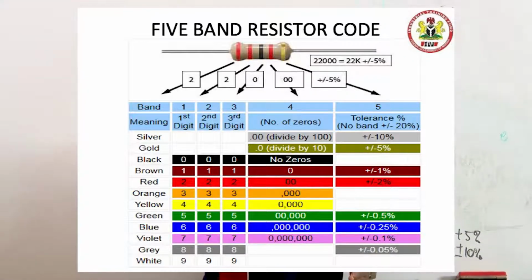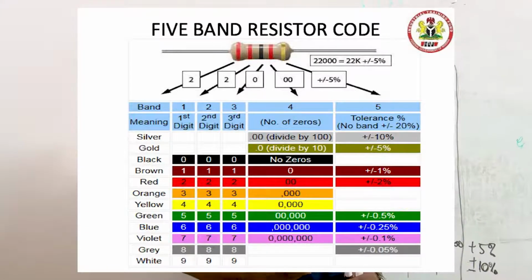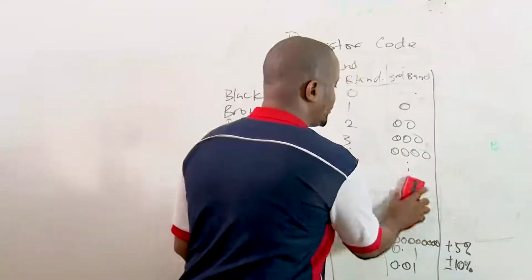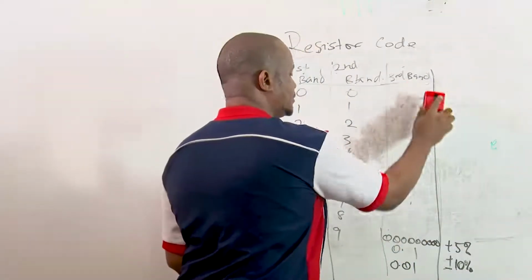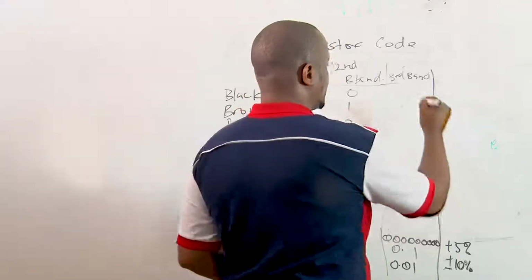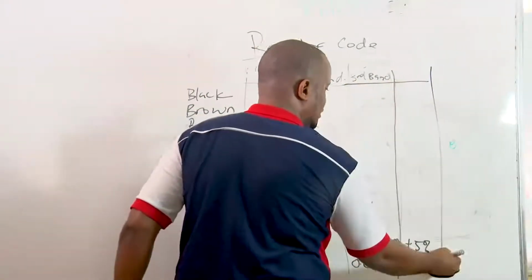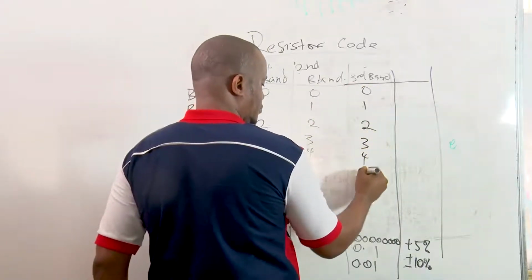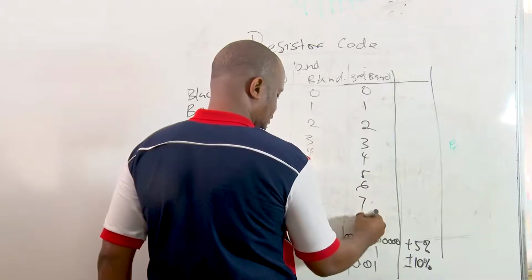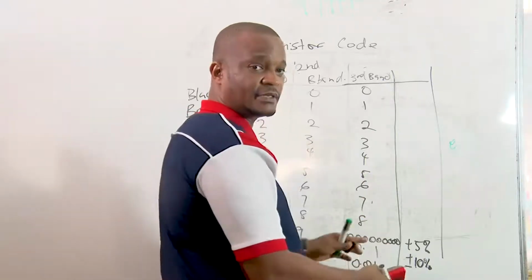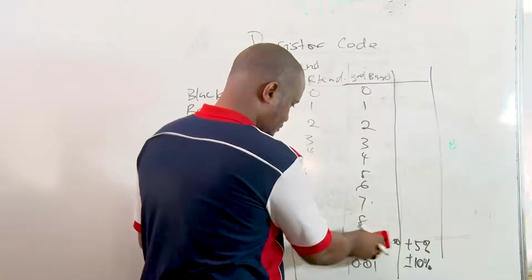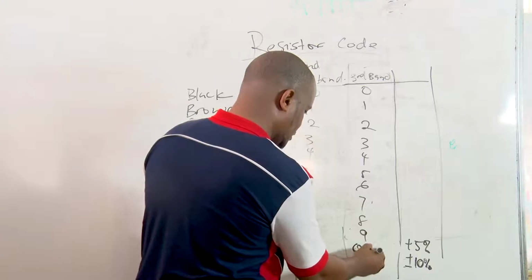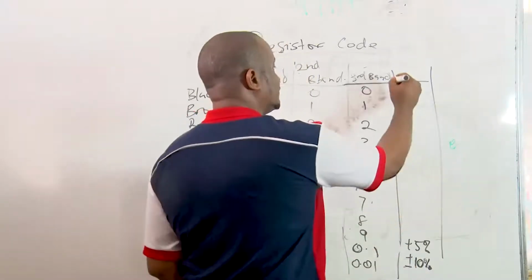When you look at the 5-band resistor, I will show you the difference. The difference here is that you have 3 bands and then a 4th band. The 3 bands continue with the digits 0, 1, 2, 3, 4, 5, 6, 7, 8, and then you have the 9. The gold still maintains this position, and then you have the 4th band.